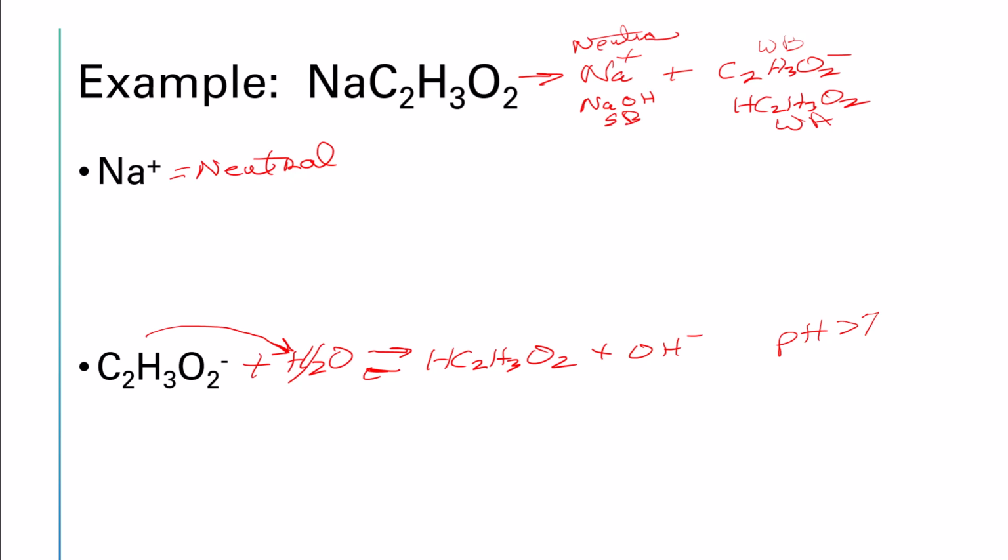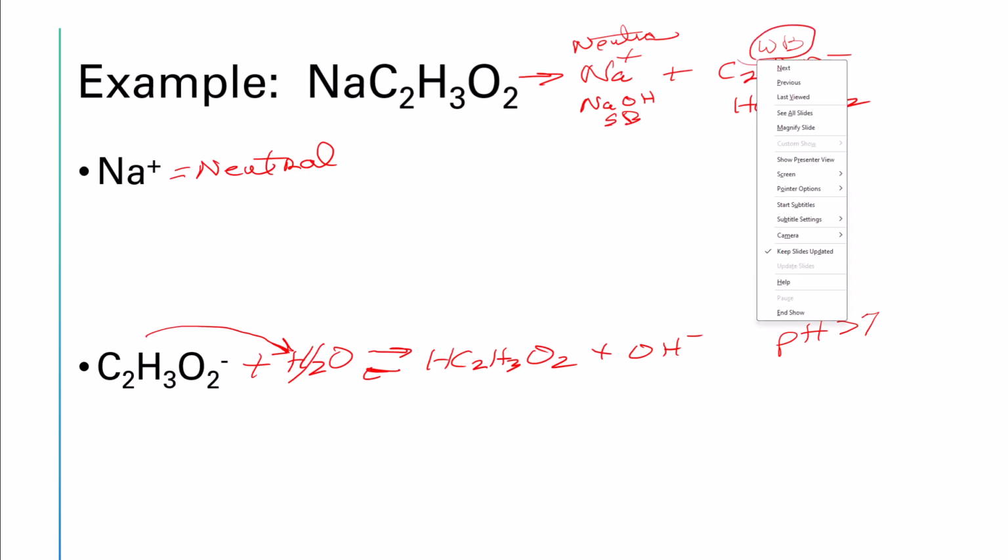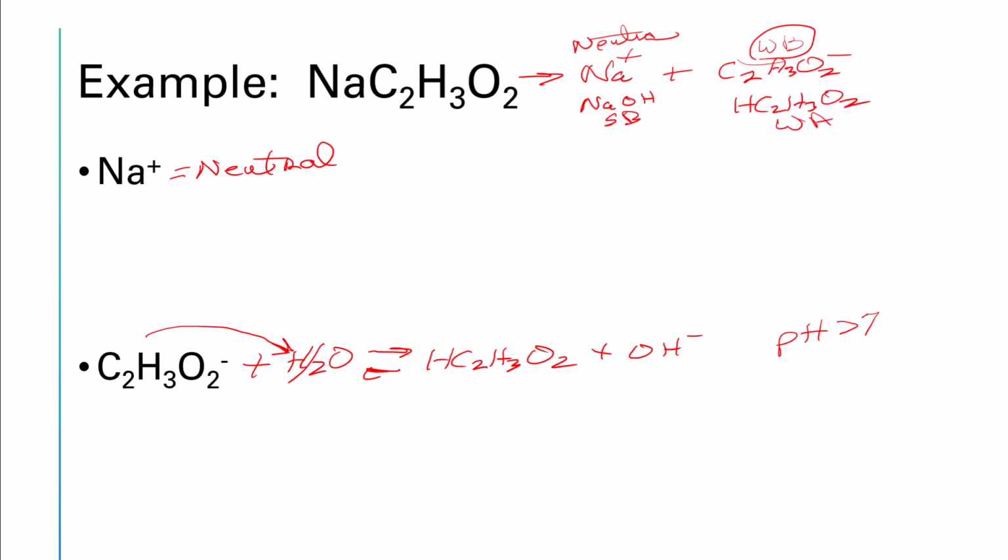Okay, so step 1, dissociate your salt. Look at the cation, look at the anion. Is this the anion of a weak acid or a strong acid? If it's the anion of a weak acid, then it is a weak base. And the reaction is exactly what we just showed you right here. Okay, look at the cation. Is it the cation of a strong base or a weak base? It's the cation of a strong base, so it's a neutral cation.